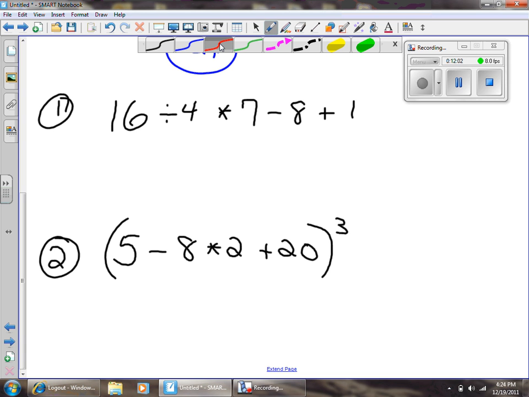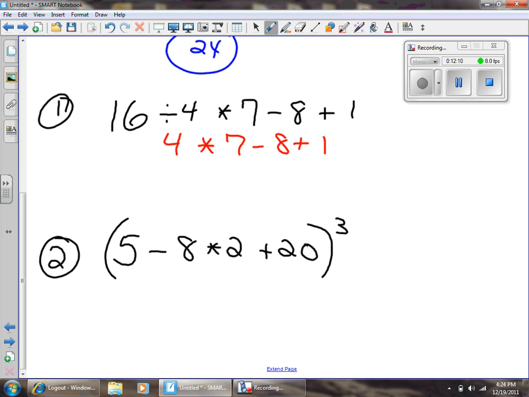On problem number 1, I'm going to do my division first, and I will get 4 times 7 minus 8 plus 1. I will do my multiplication next and get 28 minus 8 plus 1. I'll do my subtraction and get 20 plus 1. This will equal 21. Hopefully you got the right answer.